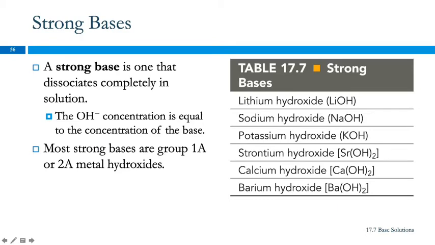Most of the strong bases are going to be group 1A or 2A metal hydroxides because those are the more soluble of the hydroxides. The rest of the hydroxides are pretty insoluble. So we use sodium and potassium hydroxide a lot because they're inexpensive and easy to deal with, and they're quite soluble. Strontium, calcium, and barium hydroxide, each of these has 2 hydroxide ions for every formula unit, so that needs to be considered when you do calculations.